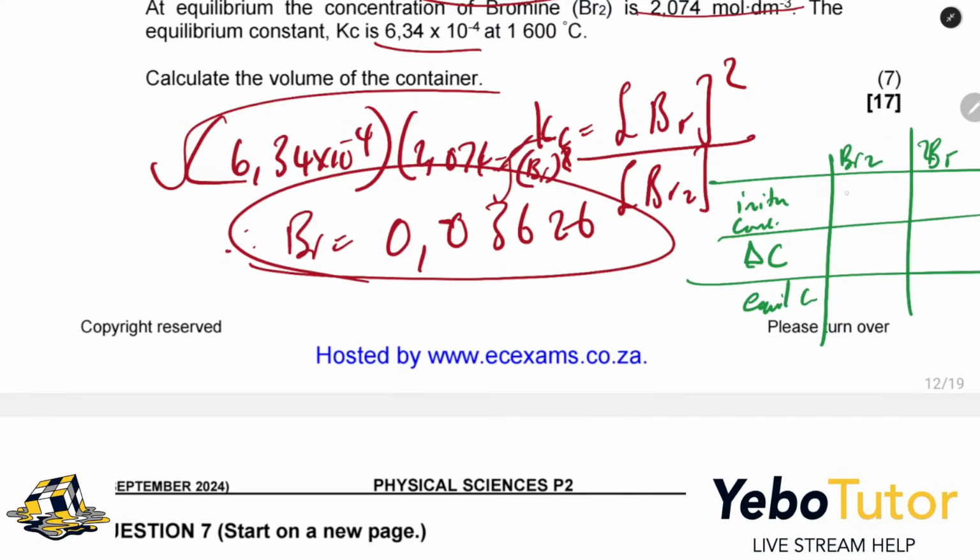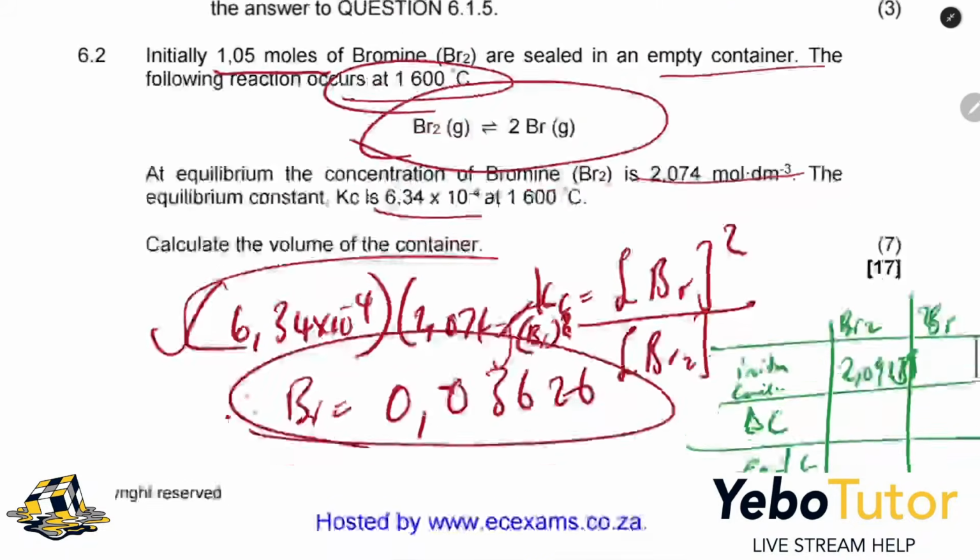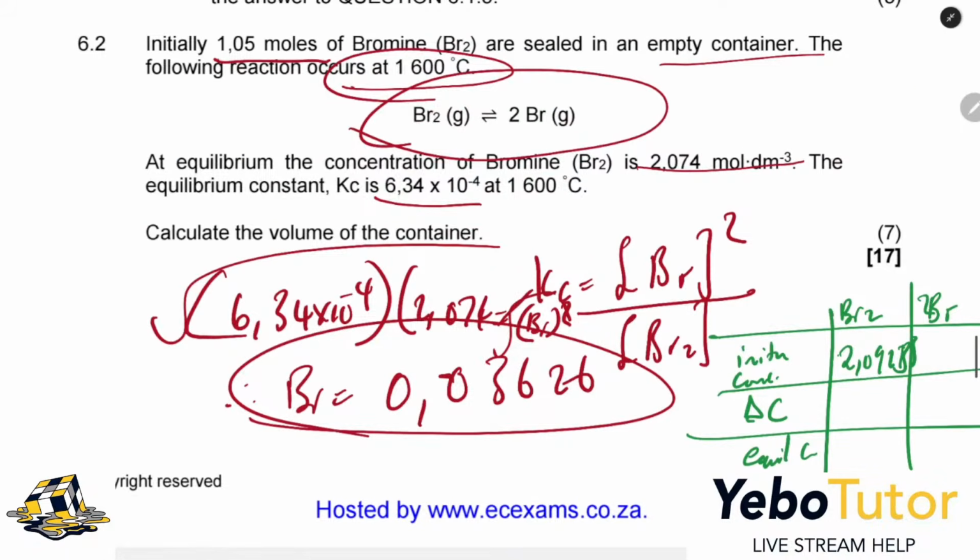Now we can see that initially we are given this initial concentration to be 2,09213. That's what we are given there, and we can calculate the other one because we know how to find the concentration. We know the number of moles, so we can calculate that, because C is always equal to N over V.